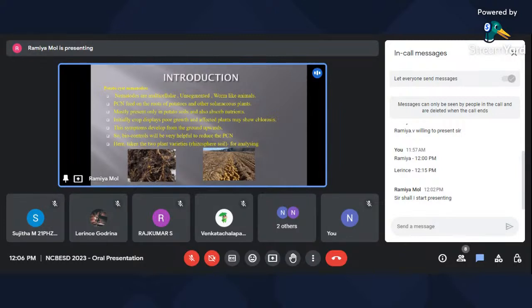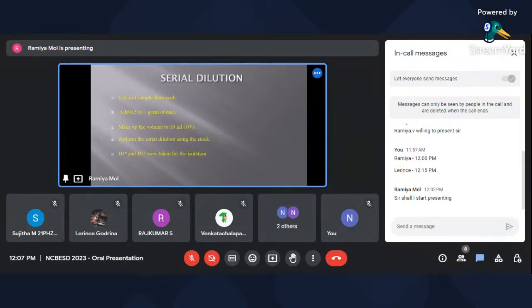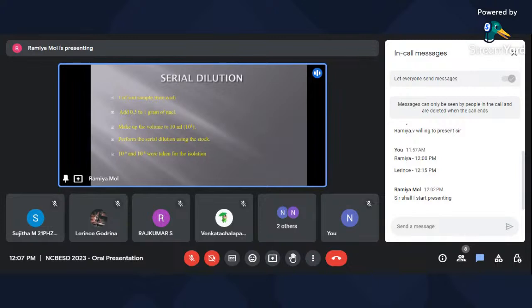So I'm going to identify some biocontrol agents which help to reduce the PCN. Here I have taken two plant varieties. I have taken the rhizosphere sample because these plant varieties, Solanum sisymbriifolium and Solanum mauritianum, are resistant against potato cyst nematodes as well as root knot nematode. These are the plants. These samples are collected from the same institute itself. By serial dilution technique, I have isolated the bacteria and fungus.